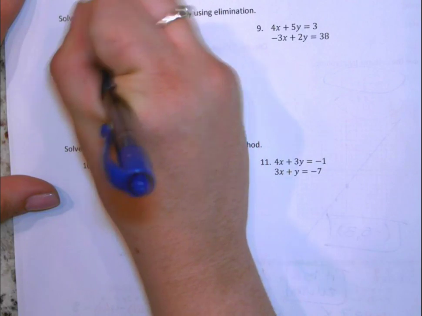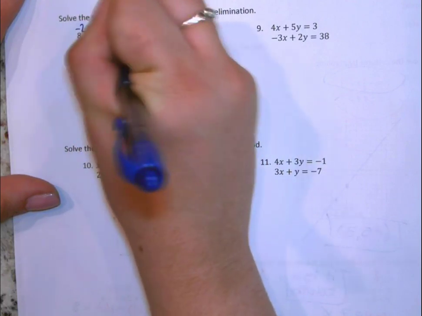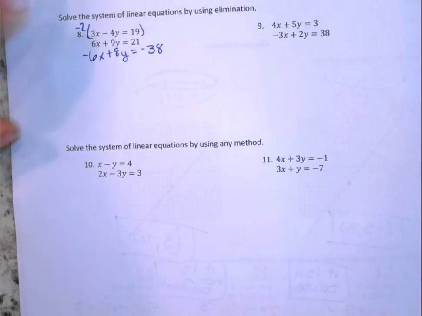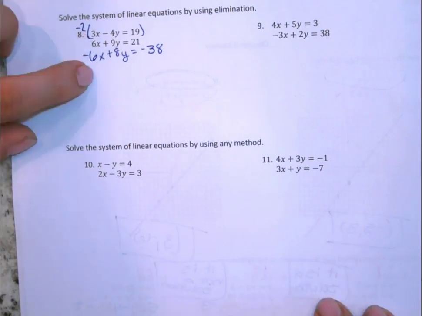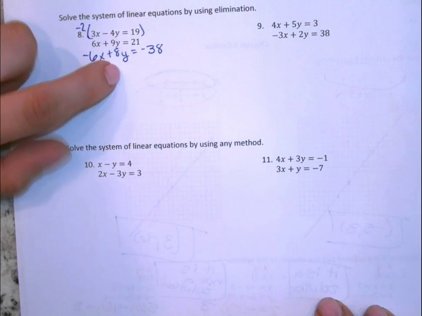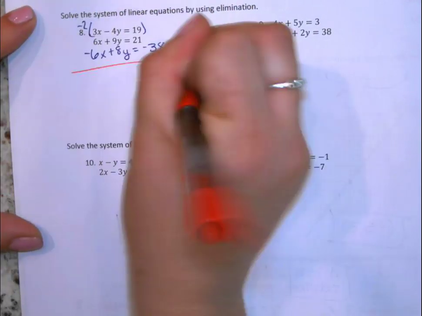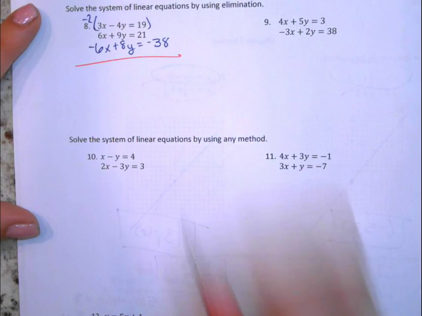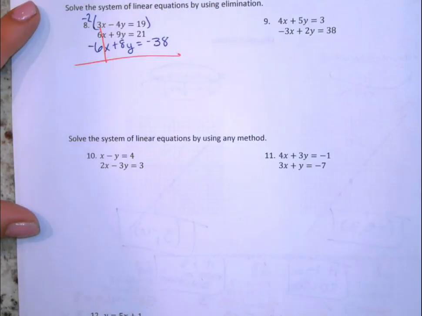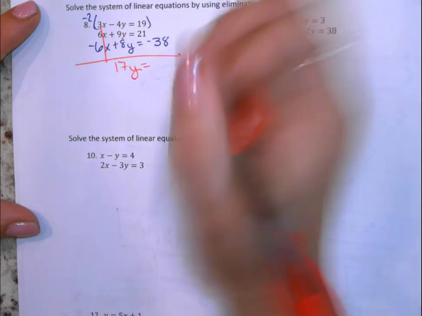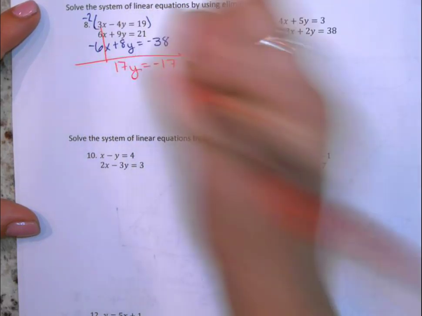So then I get negative 6x plus 8y equals negative 38. And I got all those numbers because I took negative 2 times 3 to get negative 6. Negative 2 times negative 4, positive 8. Negative 2 times 19 gave me the negative 38. Now what I'm going to do is the bottom equation and the one I just wrote, I'm going to add straight down. These two cancel out. 9 plus 8 is 17. 21 minus 38 is negative 17.